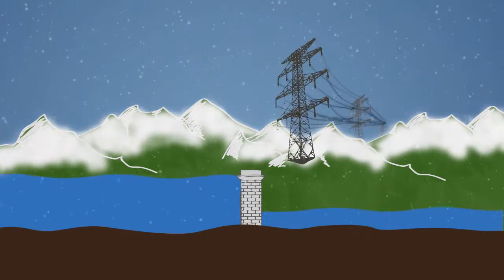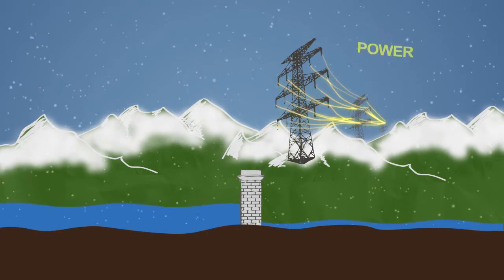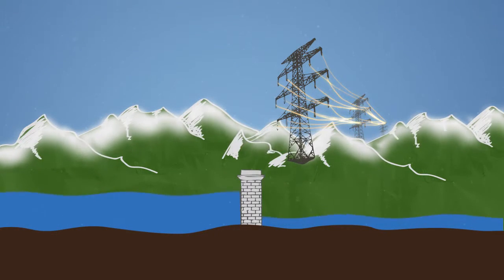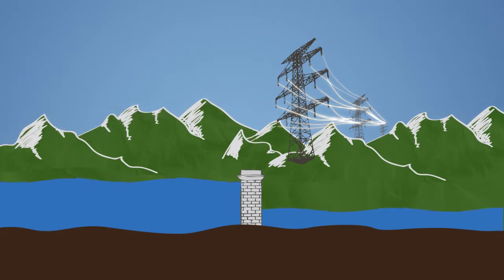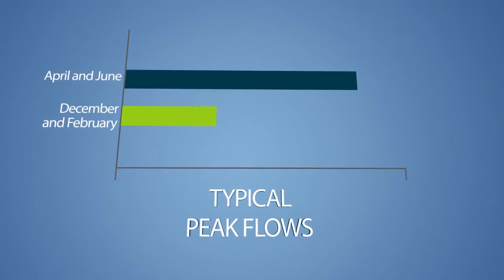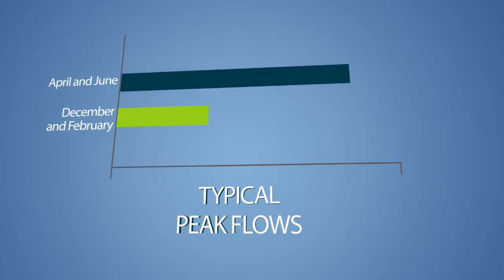In winter, reservoirs are drawn down and water is released, primarily to meet the need for hydroelectricity. By spring, reservoir levels are much lower and the cycle begins again as melting snowpack refills the reservoirs. Peak flows typically occur between April and June, and the lowest flows typically occur between December and February.